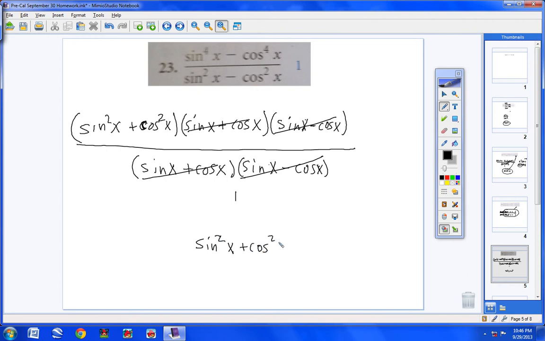Now you might be thinking, well, Mr. Earhart, we're supposed to get 1. We have a long way to go. Well, not really. If you look at your Pythagorean identities we looked at on Friday, or the other day, whatever day it might have been, sine squared plus cosine squared does equal 1. So now I can simply put 1 and I'm finished. Okay? That was number 23. Let's take a look at number 25.